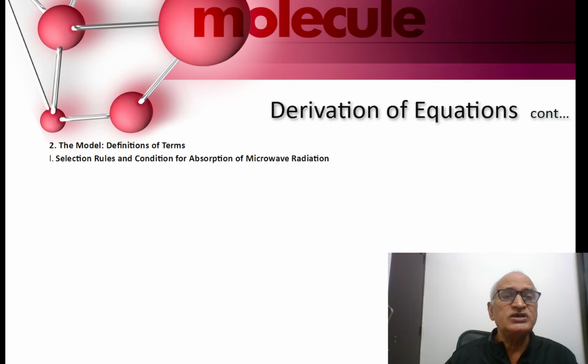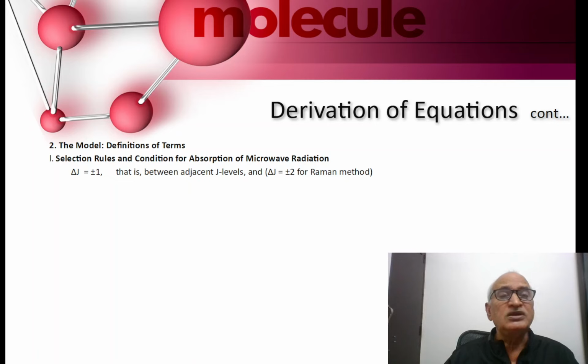Now the selection rules and condition for absorption of microwave radiation. All molecules cannot absorb microwave radiation. What are the conditions? The molecule must possess a permanent dipole moment. And what are the selection rules? If a molecule absorbs energy and suppose it is present in the J level, then where will it go? It will go to the next higher level. That is why we have written here delta J equal to plus minus 1. Plus indicates absorption, that is going to the upper level from the lower level. Minus indicates emission, that is coming from the upper level to the lower level.